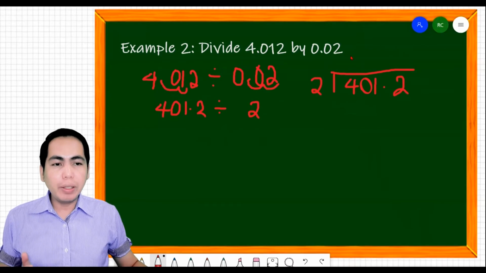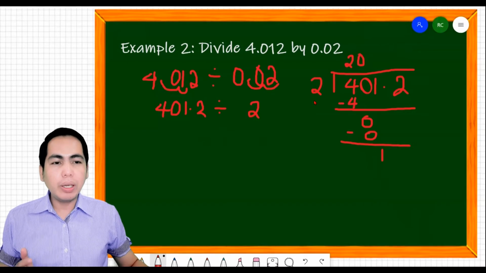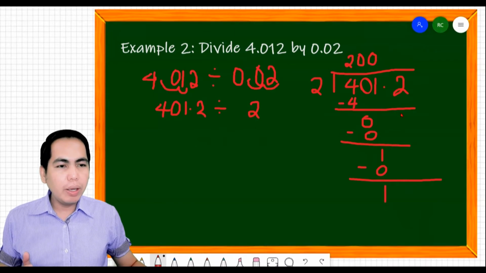So 4 divided by 2 is 2. 2 times 2 is 4, minus. Bring down 0. 0 divided by 2 is 0. 0 times 2 is 0. And then bring down 1. 1 divided by 2 cannot be, so we have 0. 0 times 2 is 0. 1 minus 0 is 1. Bring down 2. So you have 12 divided by 2 is 6. 6 times 2 is 12. So 12 minus 12 is 0.